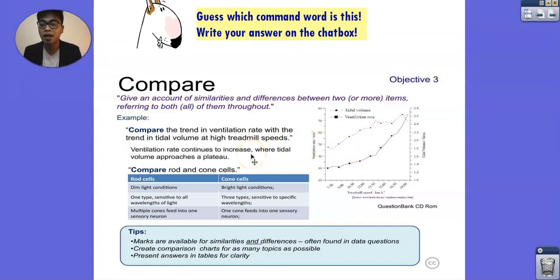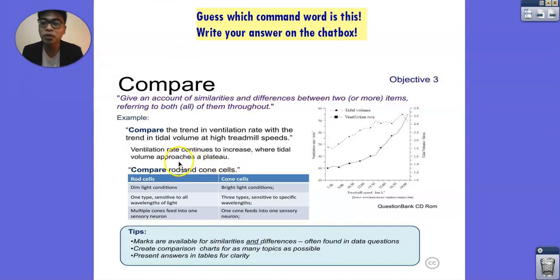So for example, the question asks here for 2 marks and you only give the similarity. Usually we give 1 mark only for that. So you need to hit the 2 categories here, similarities and differences, for comparing.